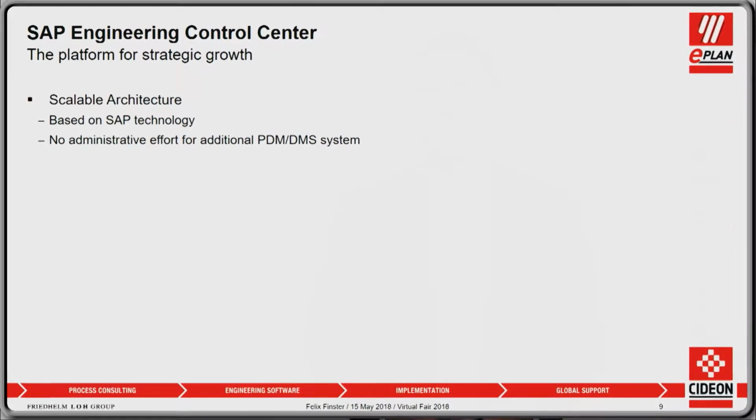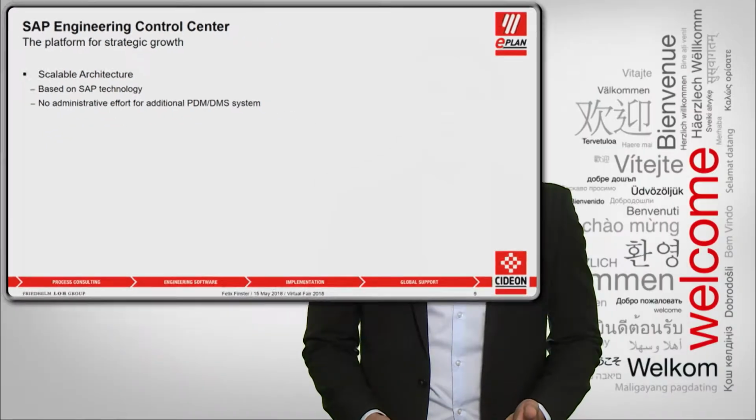With the SAP Engineering Control Center, you decide really for a scalable landscape because it's built on SAP technology, right? So the objects, the architecture, everything that is below is actually SAP. And believe it or not, SAP comes with a built-in document management system. So you don't even need an additional document management system aside from that with complicated synchronization in between. This is all in one single solution.